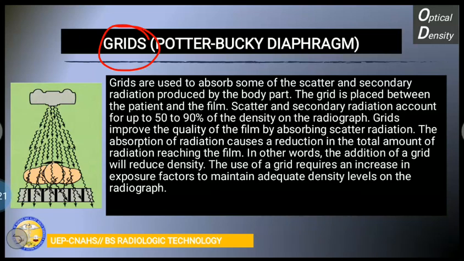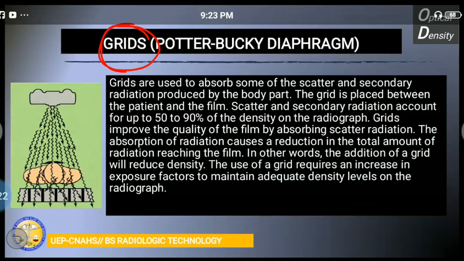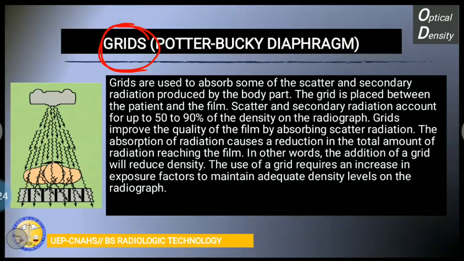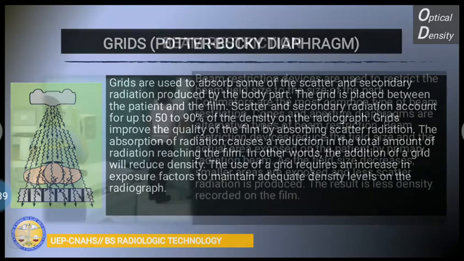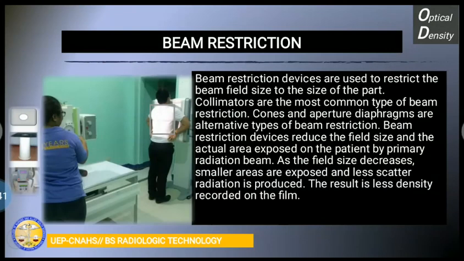Kaya, at least dito, binigyan ko kayo ng idea what is grid. So, fini-filter out niya yung mga scatter radiation. As to kung ano yung magiging increase ng technical factor, reserve lang muna because again, we have a separate topic on this. Next, we have beam restriction.